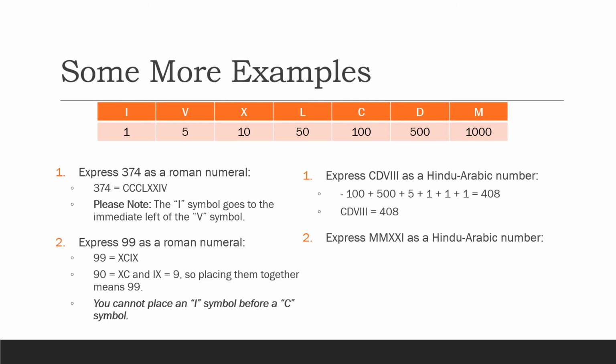We can also talk about something like MMXXI, which is not actually that complicated because there's no weird subtraction stuff. It's all in the right order. So it's 1,000 plus 1,000 plus 10 plus 10 plus 1. And that's 2021.